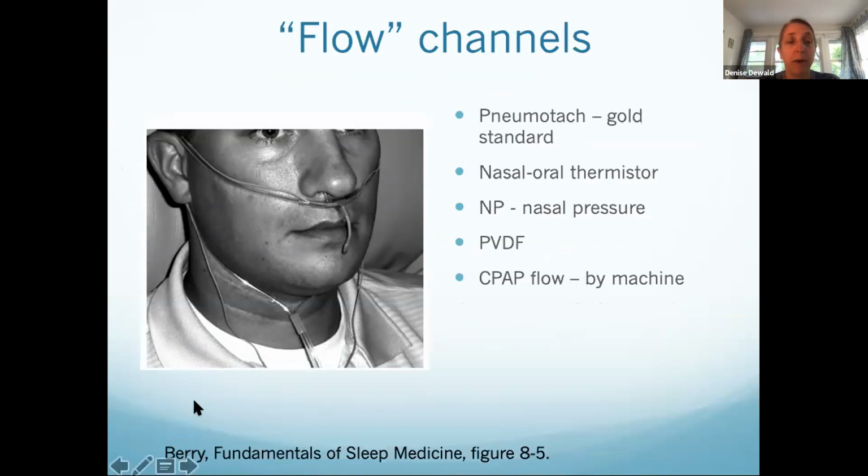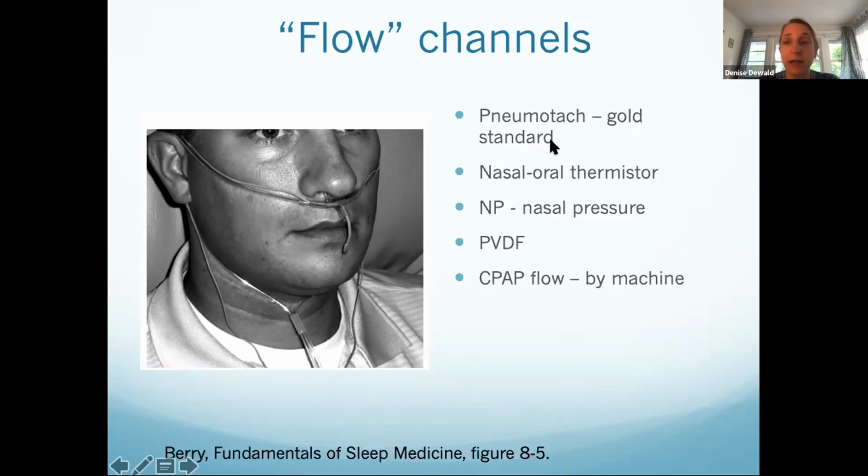So let me just talk about the flow channels first. This Barry book, Fundamentals of Sleep Medicine, is on ClinicalKey. You get it for free through ClinicalKey. You log on through UH, and you just need to read this book. If you go through this book during fellowship, you're going to do fine on the boards, and you'll know stuff. It's a very easy read.